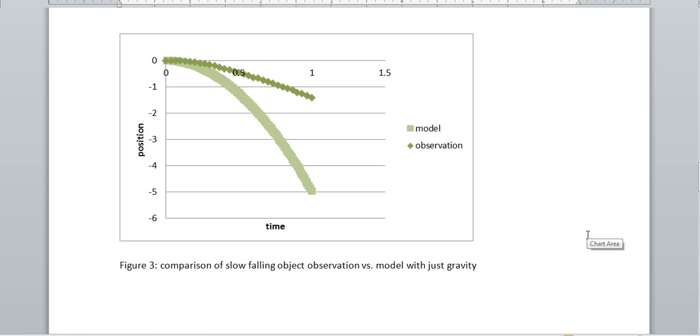I plotted that data against the observational data, and you can see that it is not an accurate prediction of the motion at all, while it does follow the same overall shape and curvature.